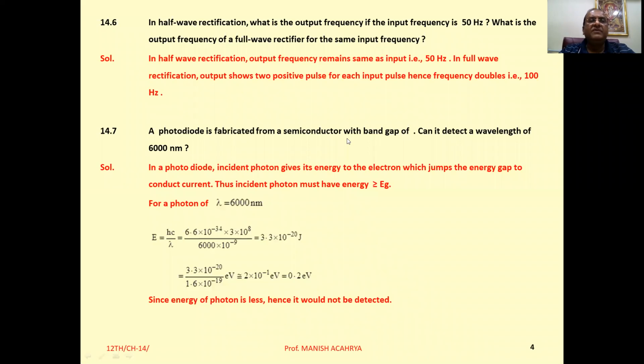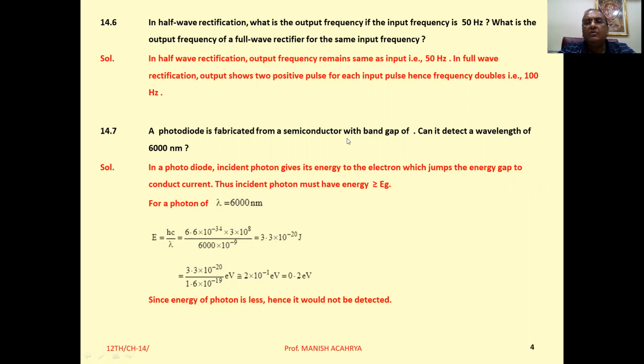14.6. In half wave rectification, what is the output frequency if the input frequency is 50 Hz? What is the output frequency of the full wave rectifier for the same input frequency? So in half wave rectification, during the whole input cycle, we are getting output only when the positive half cycle is there. During negative half cycle, we are not getting output. It implies that in output, we will get only 50 pulses. So the frequency for half wave rectifier is 50 Hz in output.